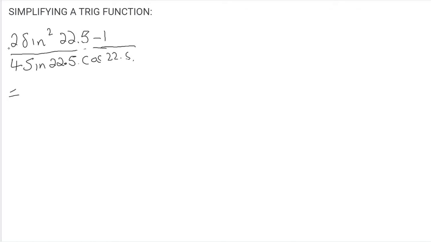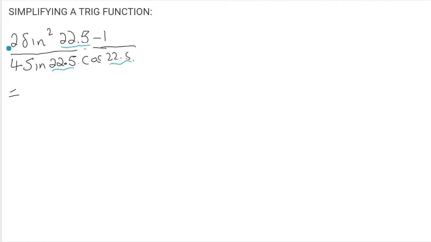Guys, this is another question within the trig topic. Here they're saying simplify. So when you get a question like this, what you need to do is check what is maybe repeating or what is common here. If I place it in that way, you can see that 22.5 is repeating, and it's also occurring here, and here.